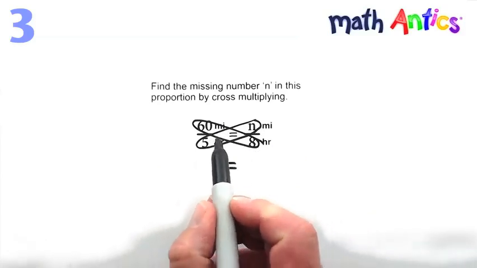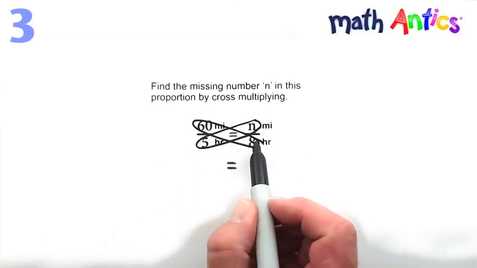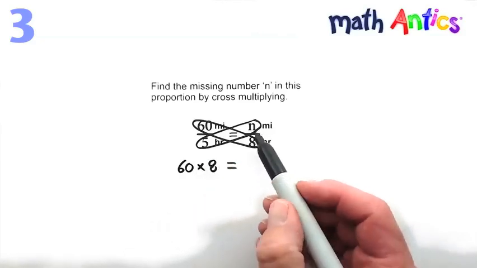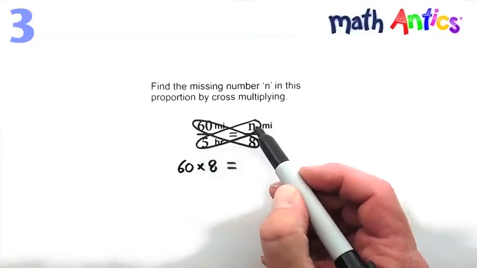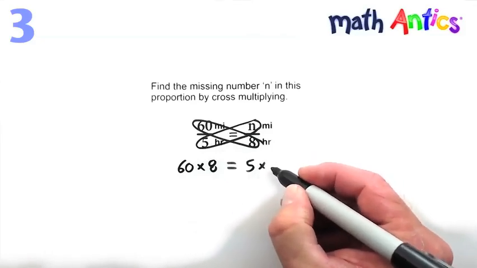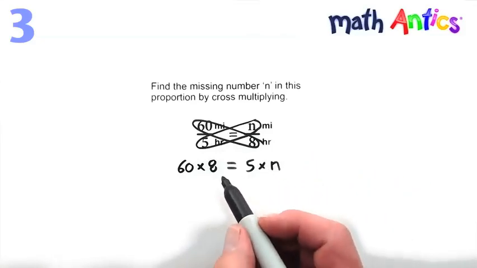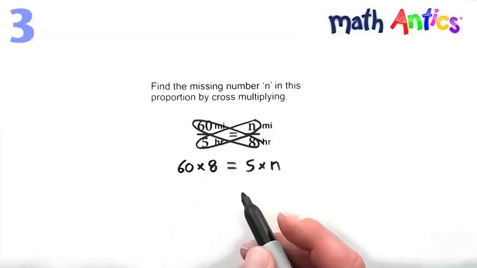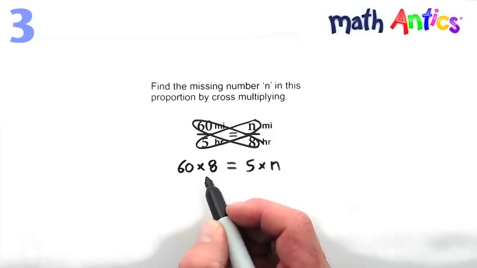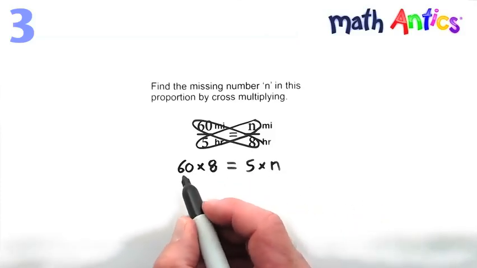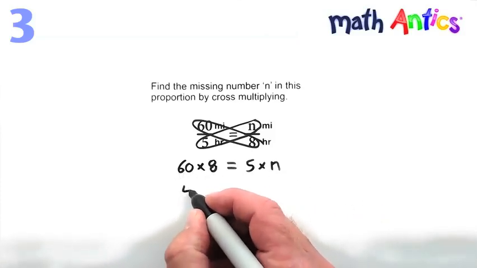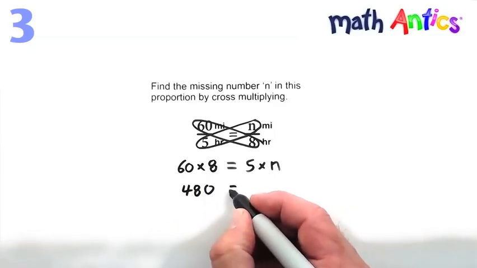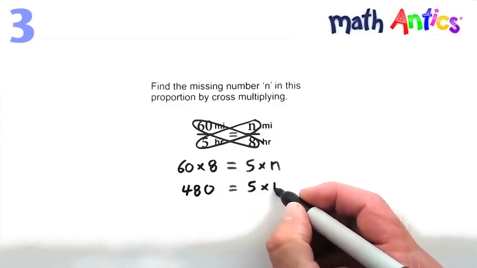the very end. So we'll start on this side with 60 times 8, 60 times 8 on the first side, and then that's going to equal 5 times n on the other side, 5 times n. Okay, now in this problem it also mentions that you can use a calculator. This is kind of a big multiplication here, 60 times 8. If you need the calculator, that's fine, but since we know that 6 times 8 is 48, we know that this side is going to be 480, and then that equals 5 times n.